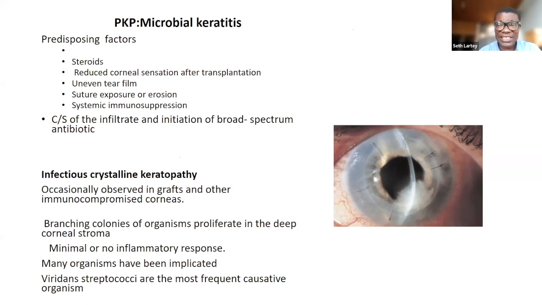You want to do a culture and sensitivity of the infiltrates, and before the culture and sensitivity results come in, you want to start broad-spectrum antibiotics.